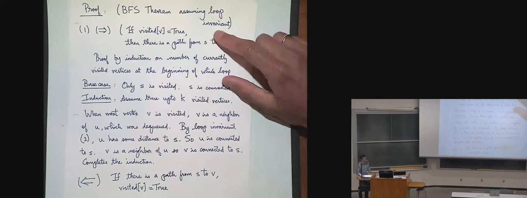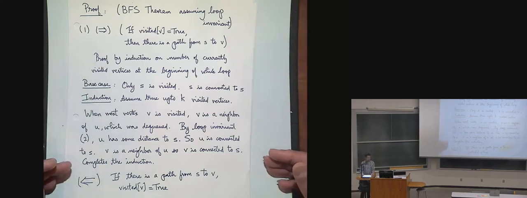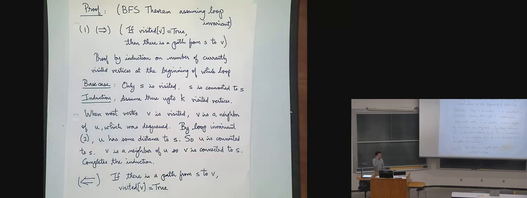So in the first part, we said if visited is true, there is a path from S to V, and we gave an argument. All of these proofs are by induction. Everything is by induction over something, typically over the number of visited vertices, which is kind of like saying that you're doing an induction over various phases in the algorithm.